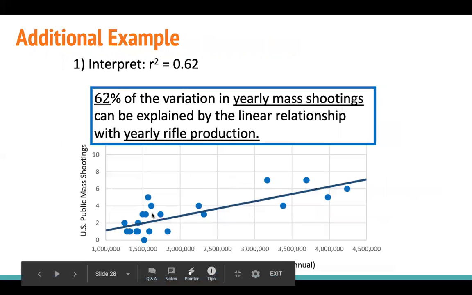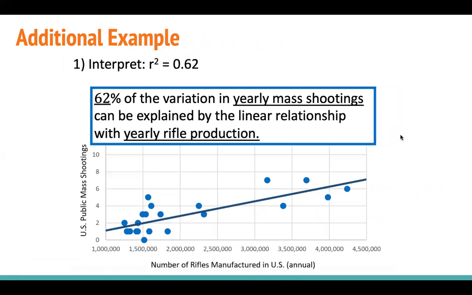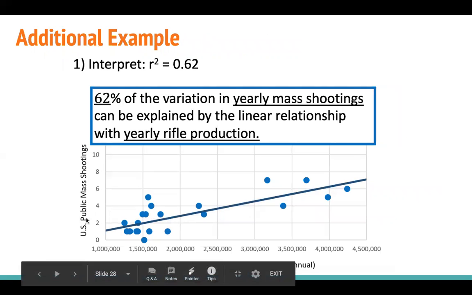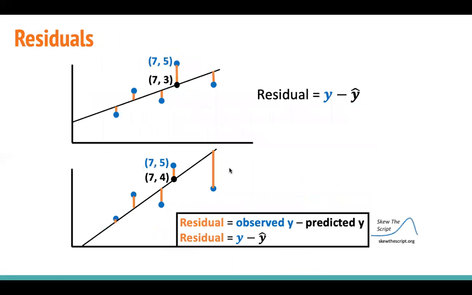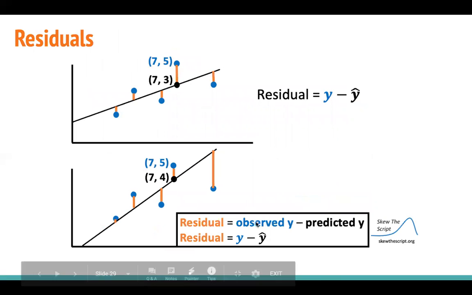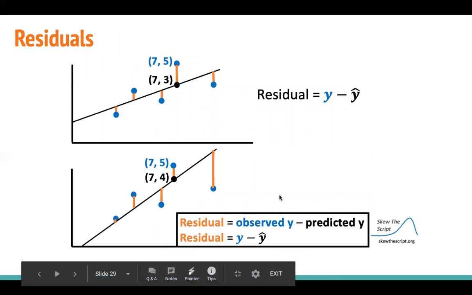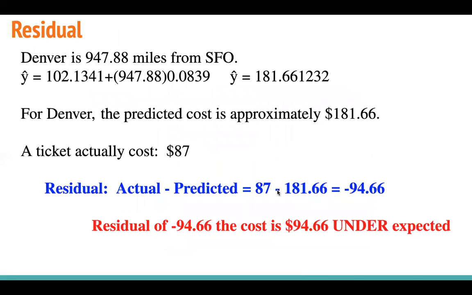Here's another one. In this example, x is the rifle sales and y is the US public mass shootings. I'm interpreting R squared equals 0.62. I have 62% of the variation in yearly mass shootings can be explained by the linear relationship with rifle production. My residuals are the y distance, my error, and I can find them by doing the actual, or the observed, minus the predicted. So let's do that for Denver.